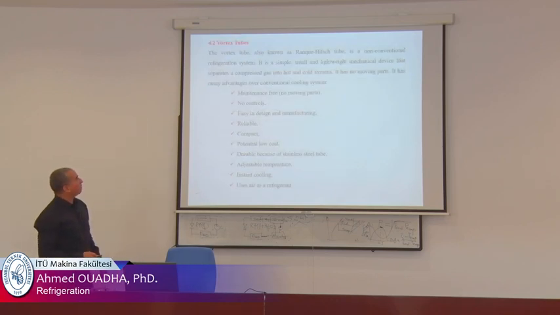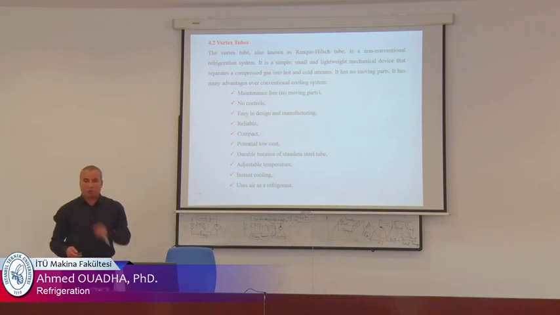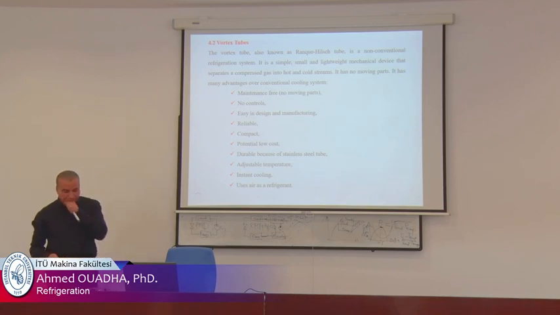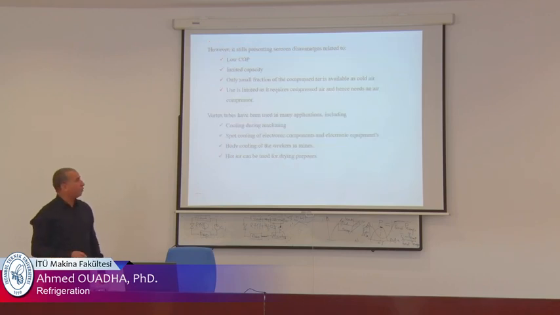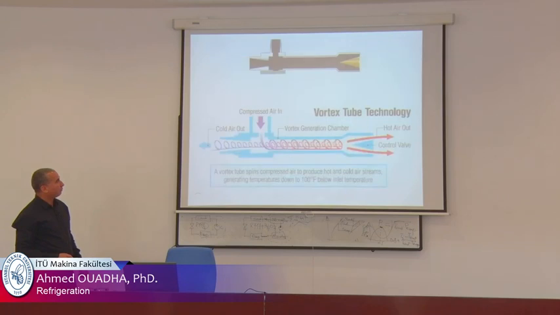Another system used for refrigeration is the vortex tube. Here is the vortex tube. It is composed of a vortex chamber, an inlet, a hot tube here, a cone-shaped valve, and a tube for the cold.